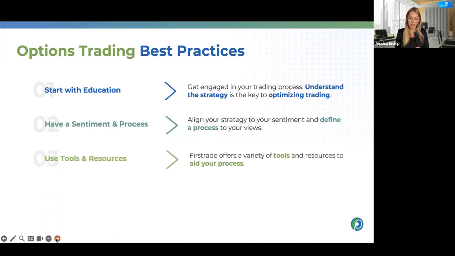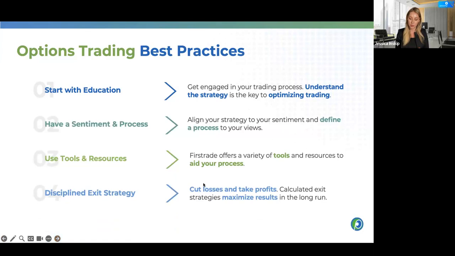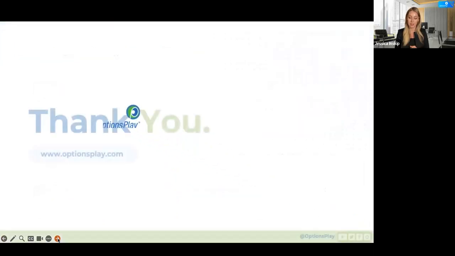Use tools and resources. Oh, it says first trade. We'll take that one out. And make sure you have a disciplined exit strategy. Extremely important to maximize results.